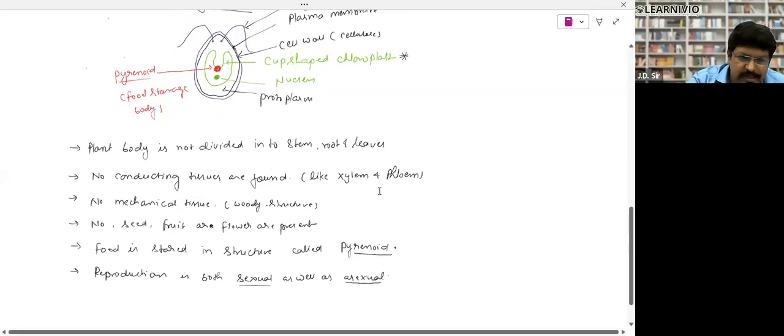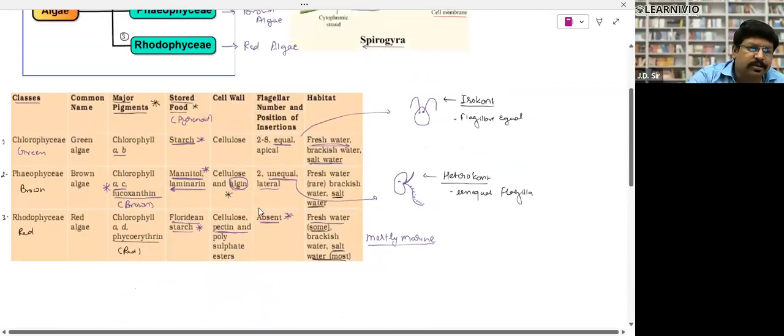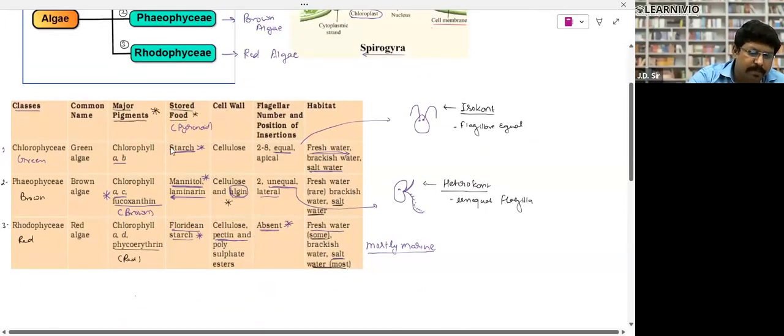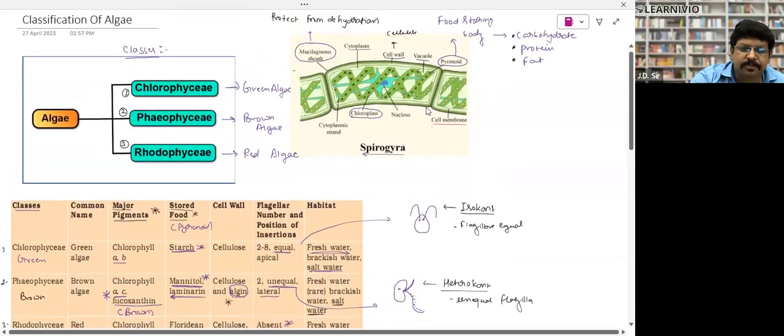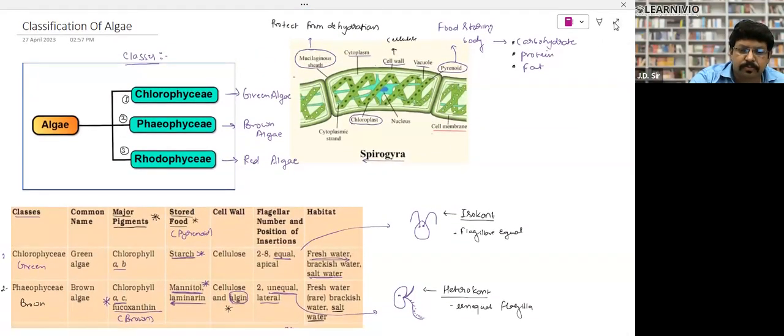So these are the general characteristics of algae. In the general characteristics, you need to note down and remember the major pigment, stored food, and composition of the cell wall. That's it. Right, Ritika? Yes, sir.